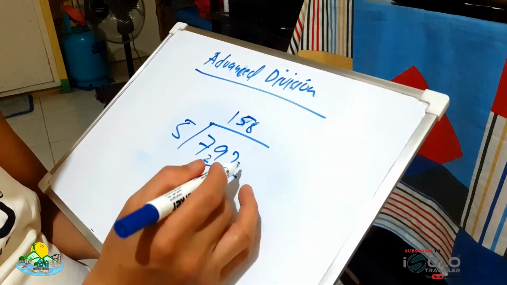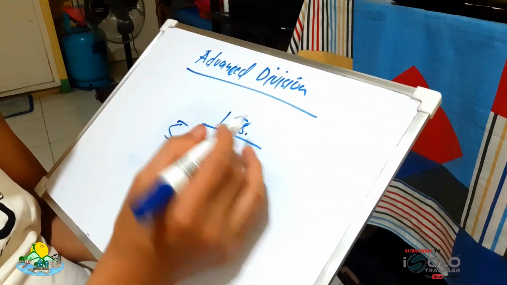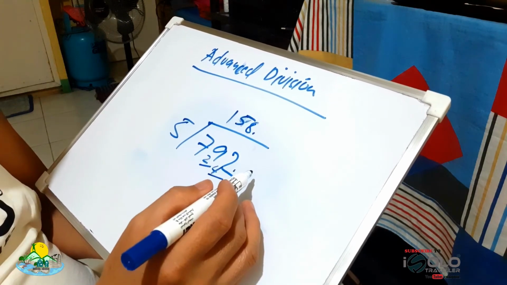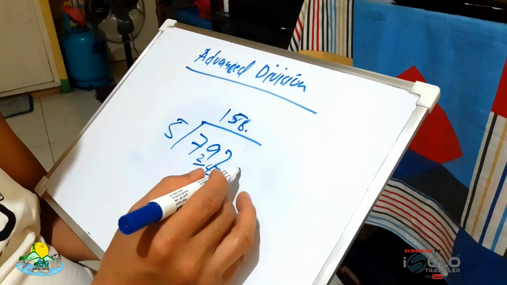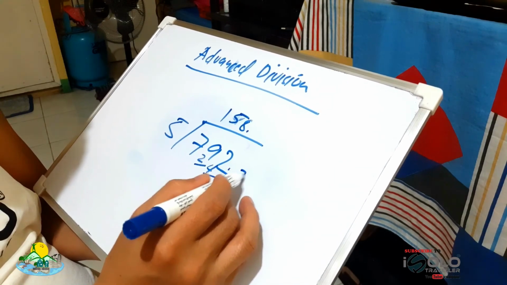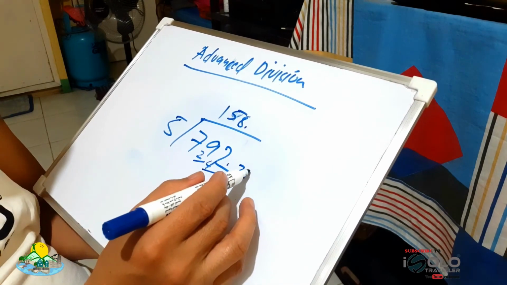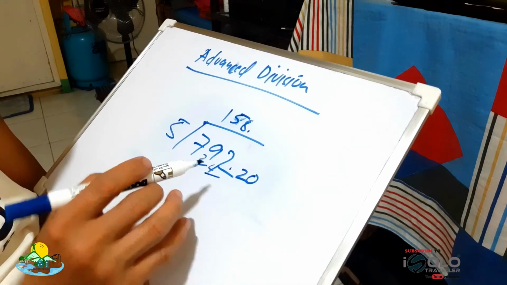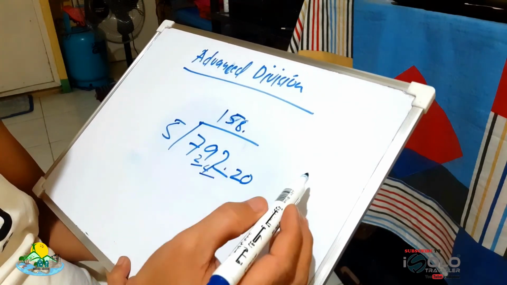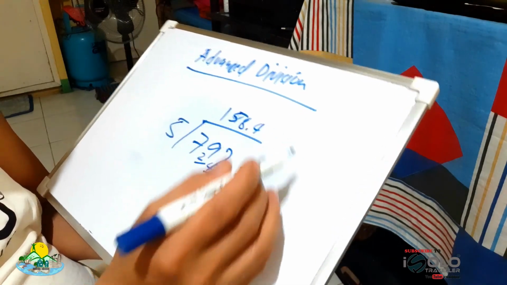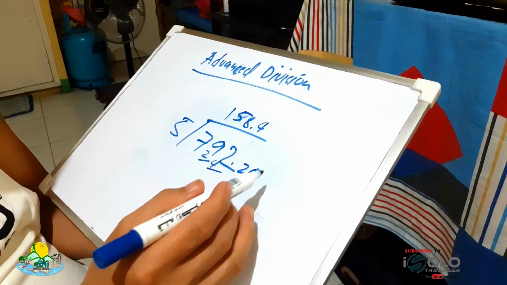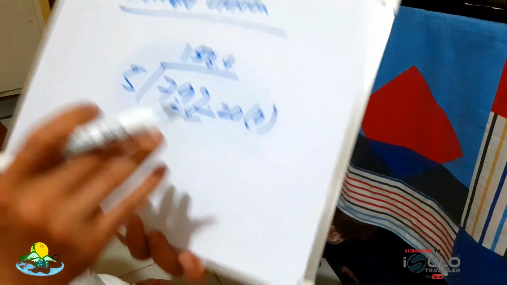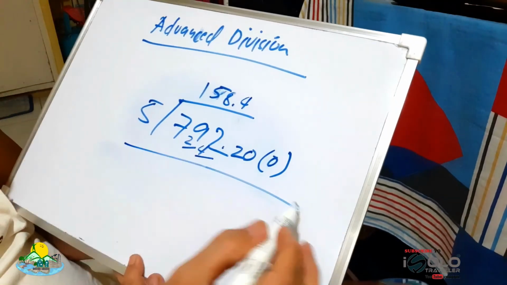So since there's no more number here, you have to put a point here. So you have a remaining 2. So this will be written as 20. So how many 5 can you get from 20? Of course it's 4. 4 times 5 is 20. 20 minus 20 is 0. Okay, the moment you get 0 in the dividend, that means that you already got the answer.